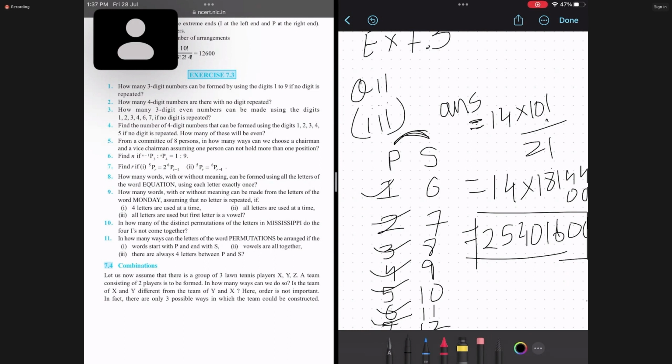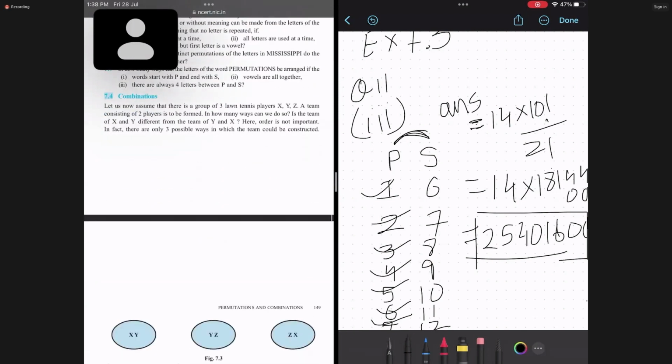There are other ways of approaching this question as well. For example, the last part in question number 11 could also be done by choosing 4 letters from the remaining letters other than P and S and filling them in the positions between P and S. But that would have been more tedious, and this is a very straightforward way of doing things. So it could also be done by combinations, but this is the most ideal way of doing things. So with that, we have completed exercise 7.3 as well.